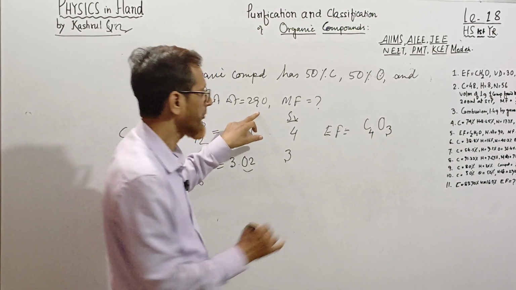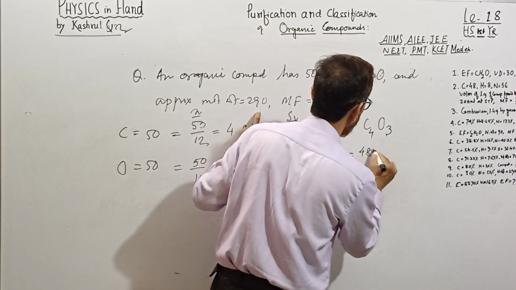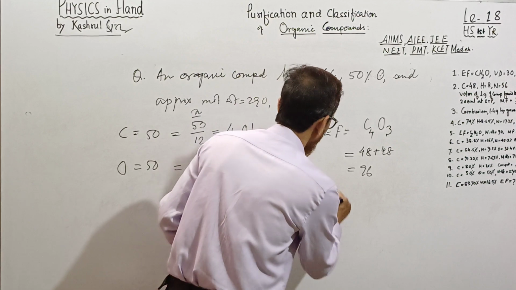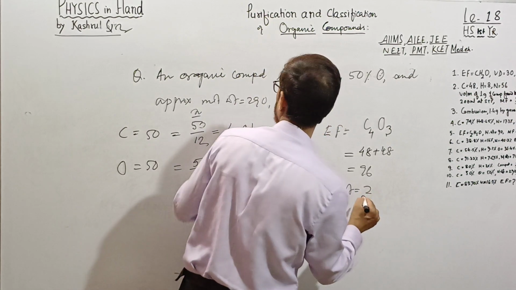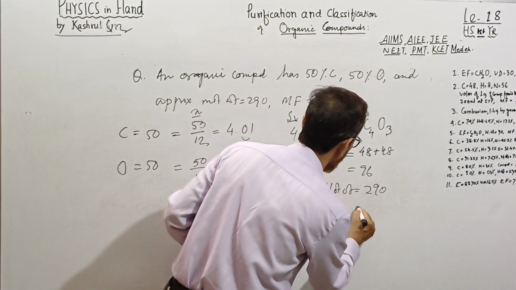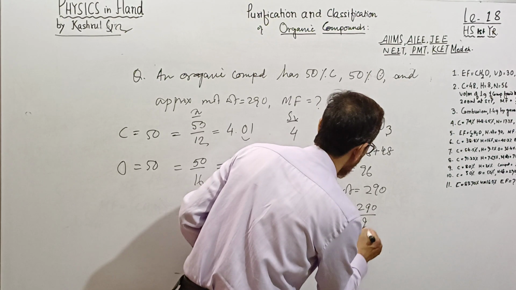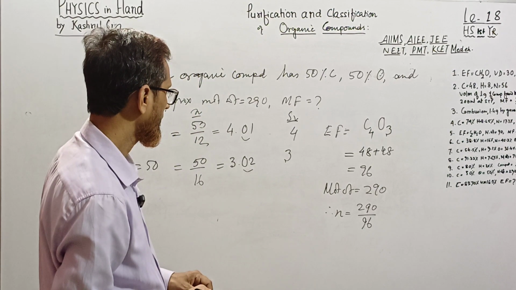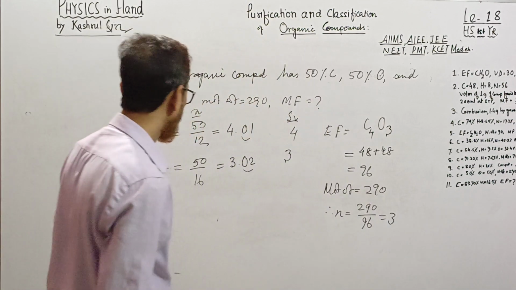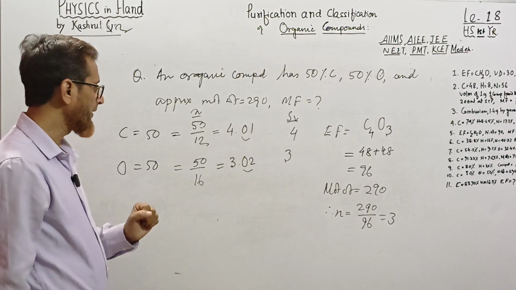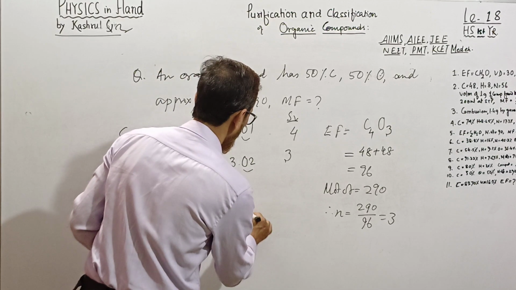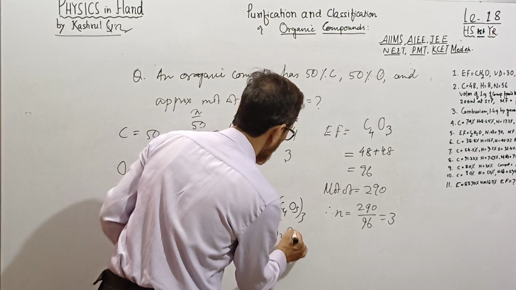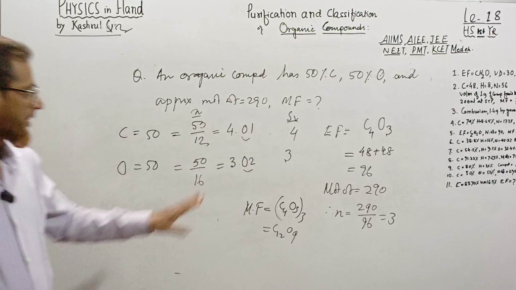Now you are given the approximate molecular mass of the substance as 290. So we need to find N. Am I right? The empirical formula mass is 96 and the molecular weight is given as 290. Therefore N is 290 divided by 96, which is 2.88 something, approximately 3. Therefore the molecular formula is C4O3 times 3, equal to C12O9. Very simple one.